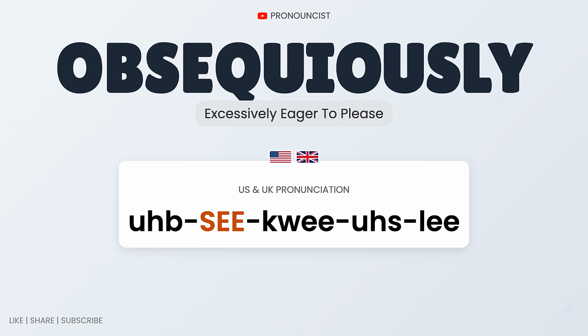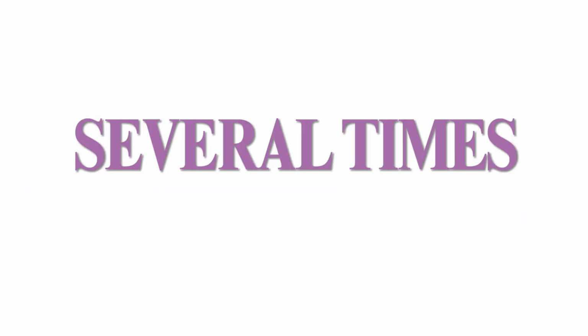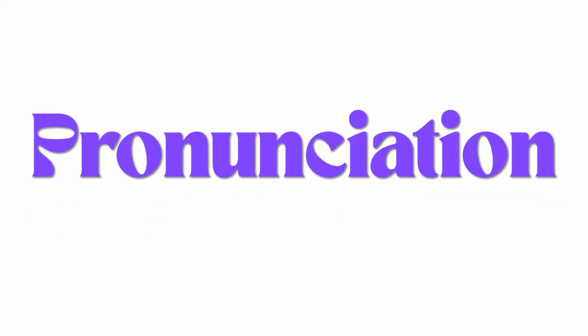See, qui, ly. Obsequiously. Practice repeatedly and you'll soon be able to say this word perfectly. The best way to practice is to repeat the syllable multiple times. The meaning of the word is excessively eager to please. Try repeating this word several times to improve your pronunciation.